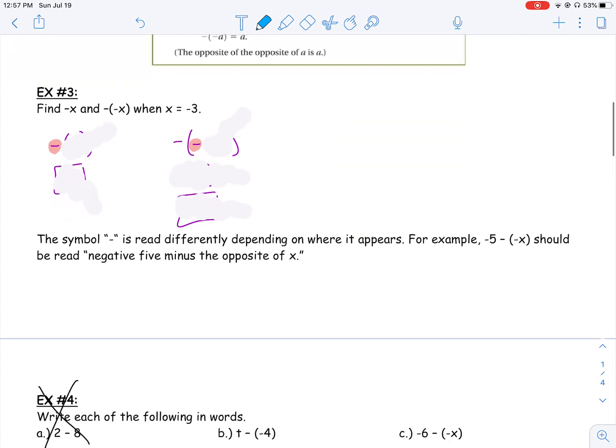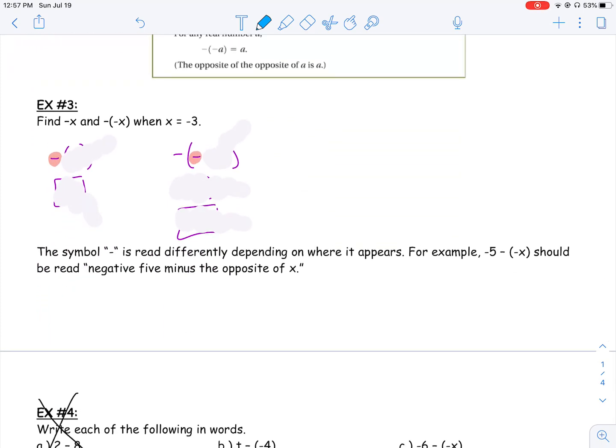Let's do another one. So what if I had this one, example number 3? I want the opposite of x if x is -3. Well, the opposite of -3 is positive 3. So the next one's kind of tricky. This one says we want the opposite of the opposite of -3. So the opposite of -3 inside here is positive 3. And now what's the opposite of positive 3? -3. Whew, that's kind of confusing, right?